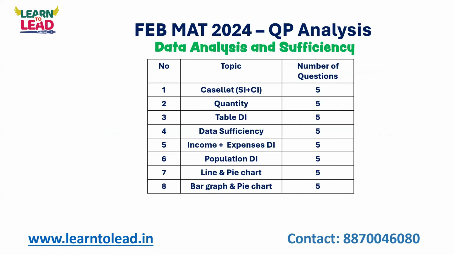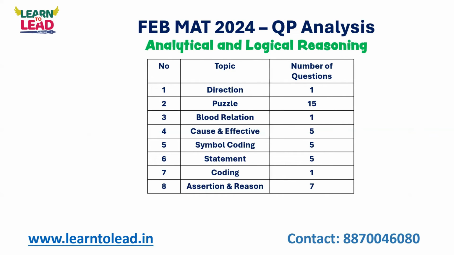Under data analysis and sufficiency, there are 8 questions. Under each question, there will be 5 subdivisions. So caselet, quantity based problem, table based DI, data sufficiency 5 questions, income and expenses DI, population DI, line and pie chart, bar graph and pie chart. This is the structure for data analysis and sufficiency.